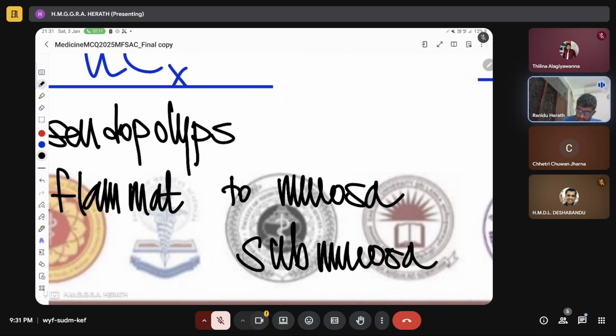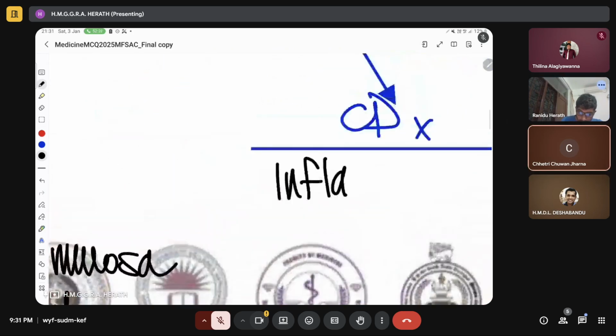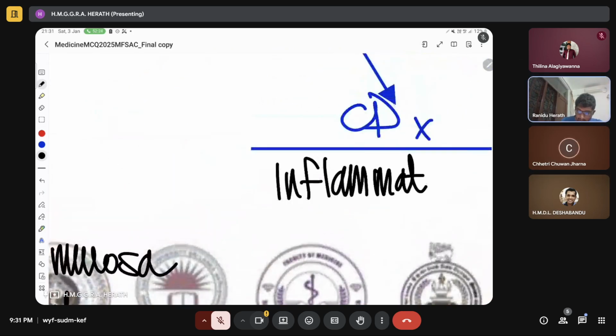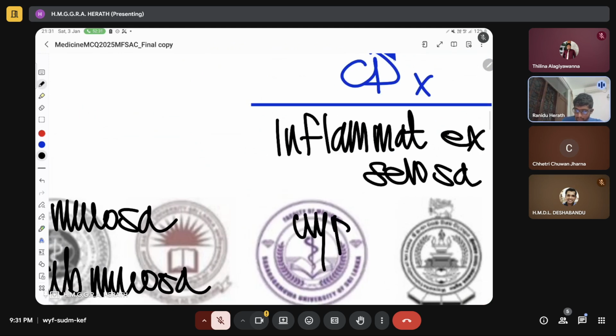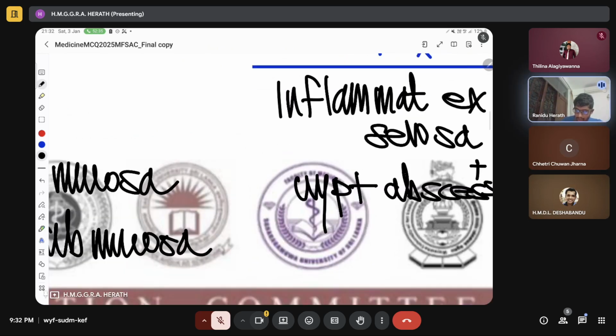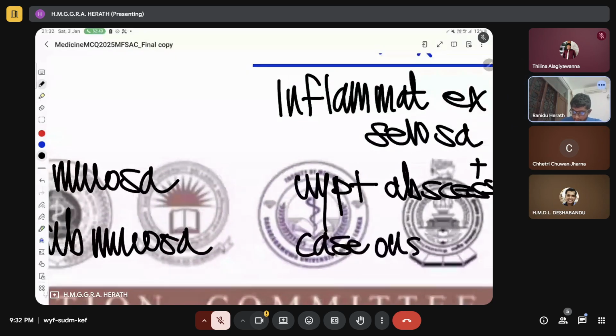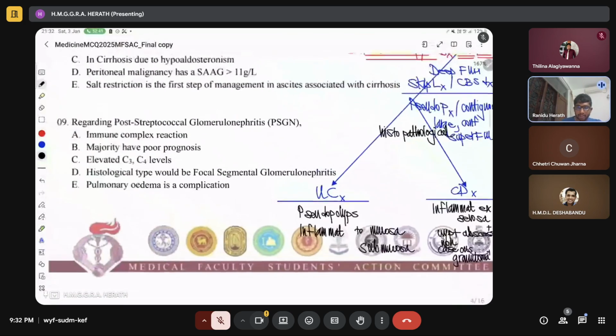What about Crohn's disease? It will go deeper than the mucosa and submucosa. The inflammation can extend even up to the serosa, right? And then in which condition do you get crypt abscess? Crohn's disease. And in which conditions do you get non-caseating granulomas? In Crohn's disease. Yes. Remember, these are the features of Crohn's disease on histology.